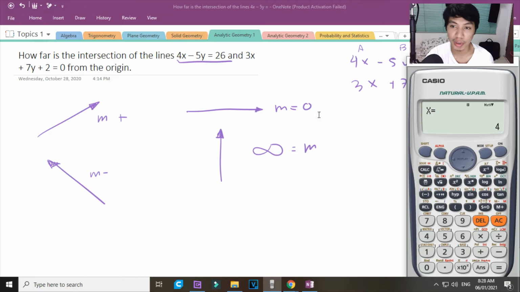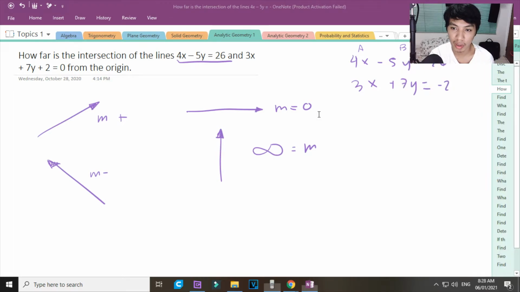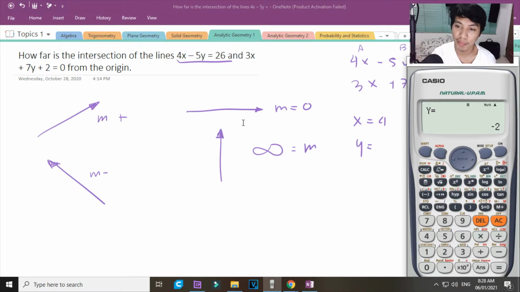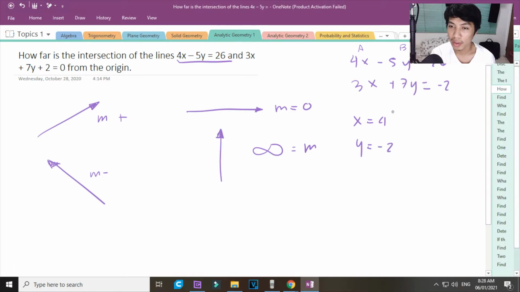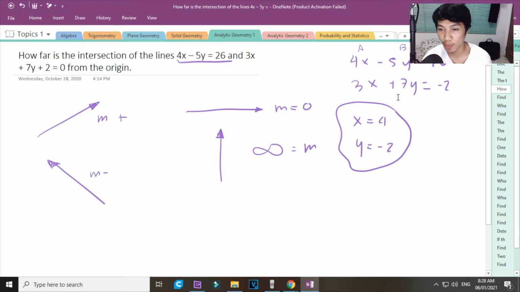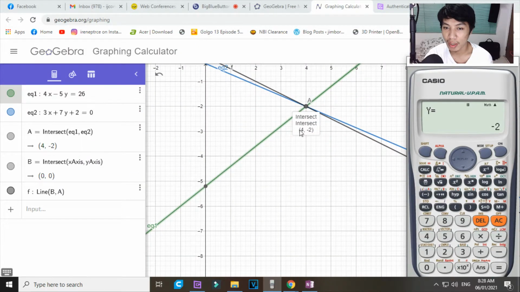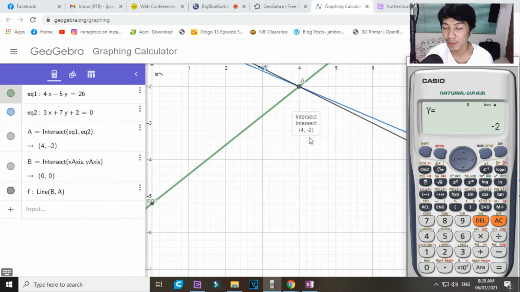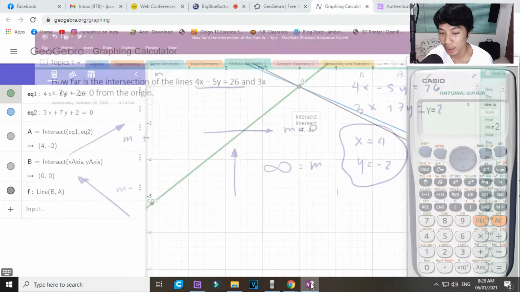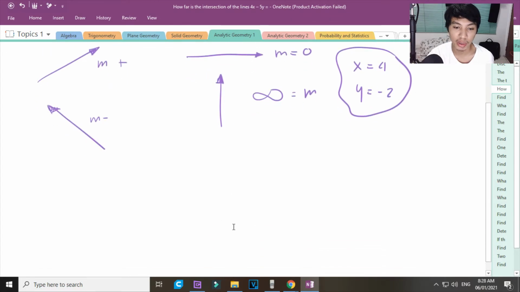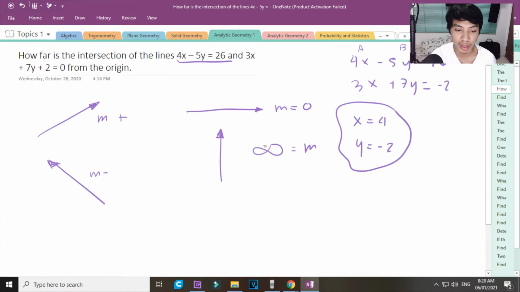Now, the intersection is 4. Kaya natin dito. That is x is equal to 4. And y is equal to, check natin, negative 2. Diba? 2 equations, 2 unknowns. You can solve for the intersection of the line. Now, tama, diba? They intersected at 4 and negative 2. So, nag-solve ka ba? Hindi na. Ngayon, ang tinatanong dito is, how far is it from the origin, point of origin? From 0, 0 to 4, negative 2. Ayan, the distance.